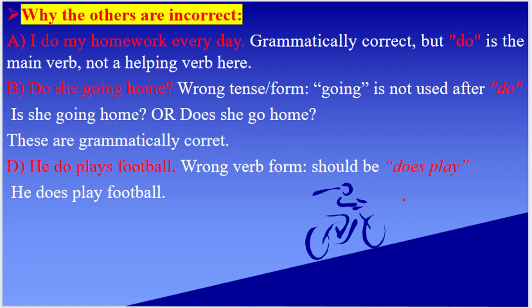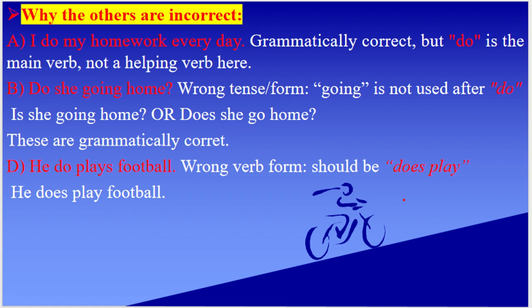A. I do my homework every day. Grammatically correct, but "do" is the main verb, not a helping verb here. B. Do she going home. Wrong tense form. "Going" is not used after "do." Is she going home? Or does she go home? These are grammatically correct. D. He do plays football. Wrong verb form. Should be "does play." He does play football.